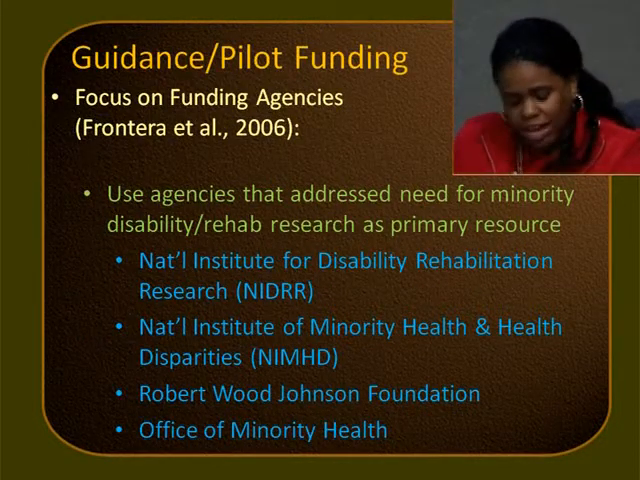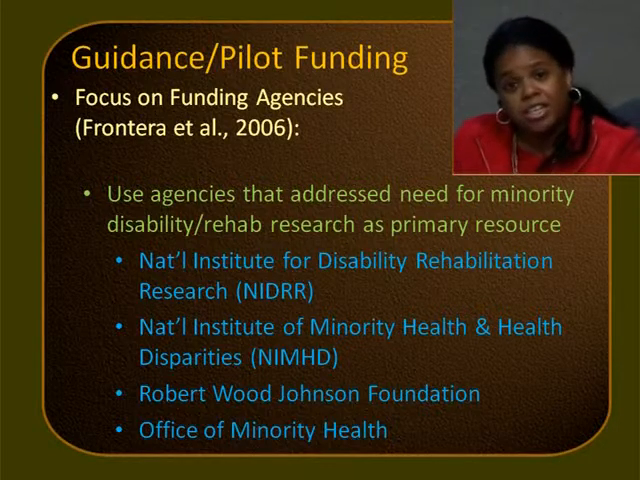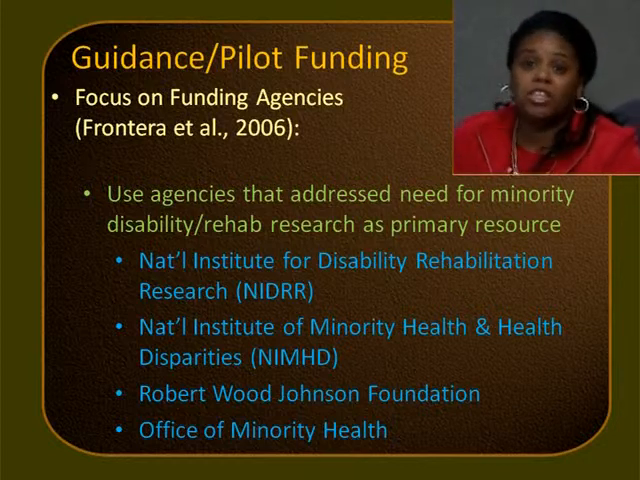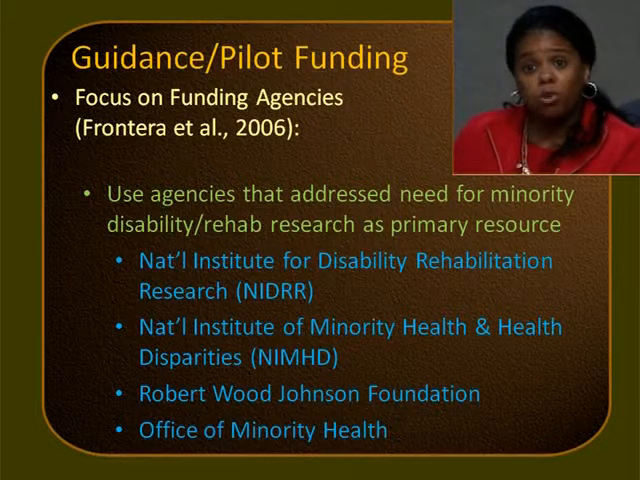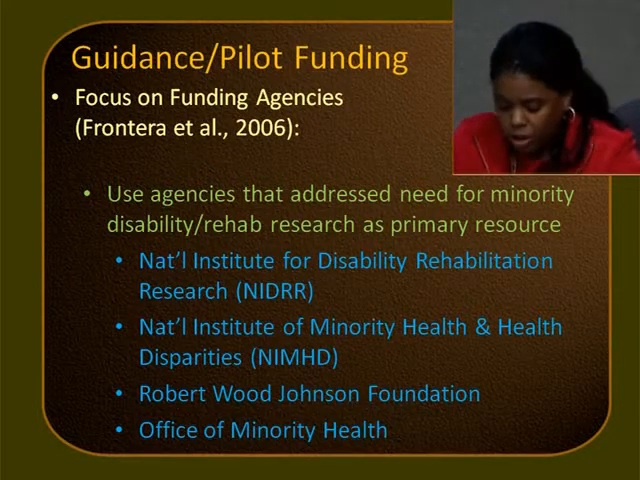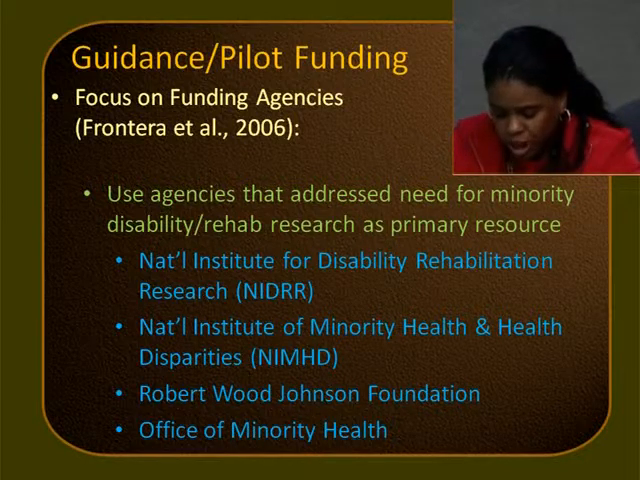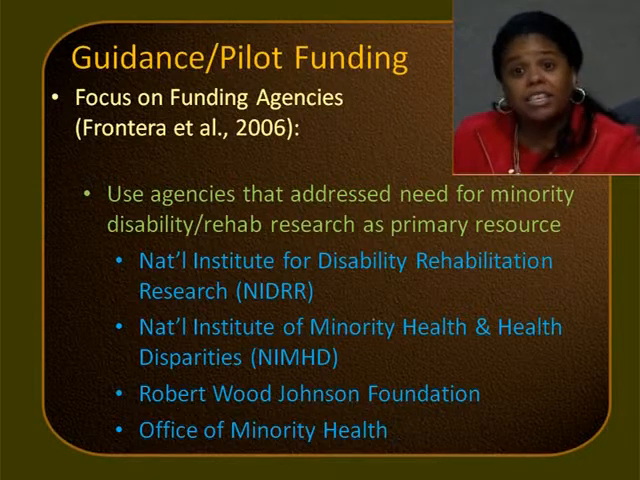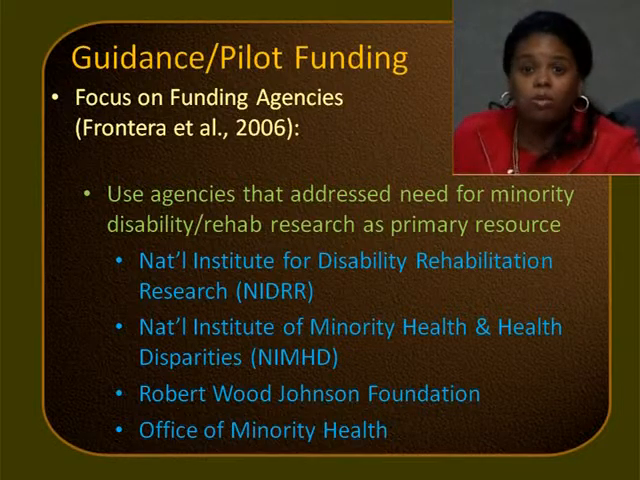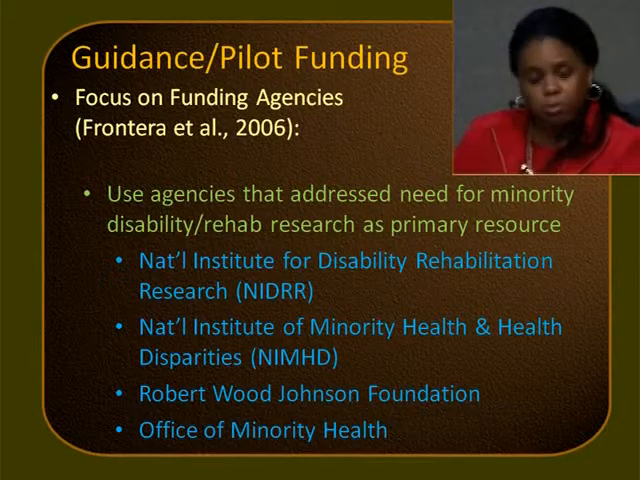Well, in relation to guidance and finding some pilot funding, there was a recommendation that was given by the Rehabilitation Summit about giving a message to the funding agencies to focus more on what they were focusing on, which was rehabilitation research. However, we can also look to these same funding agencies for more of the guidance that we need for this particular area of interest, as far as working with racial and ethnic minorities and doing more disability research and rehabilitation research.